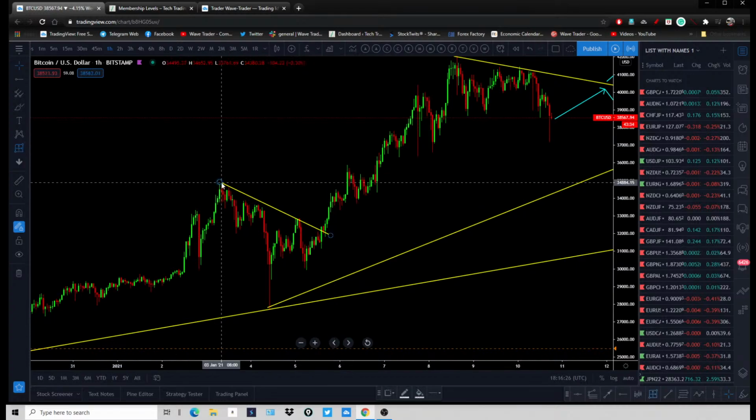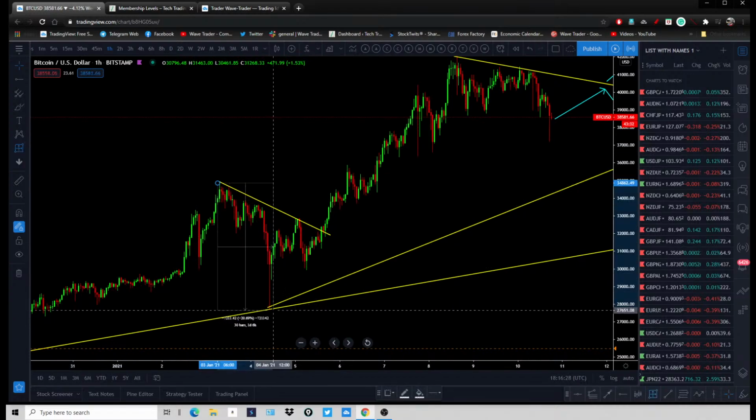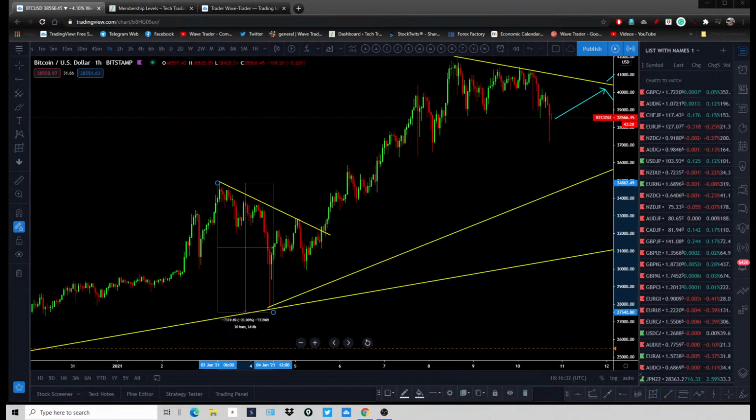Okay, so last time on the last correction it went down by 7,000. So 7,000 is a very small figure for Bitcoin. It can get down by 10,000, 15,000, and again can recover very quickly back to the previous high.